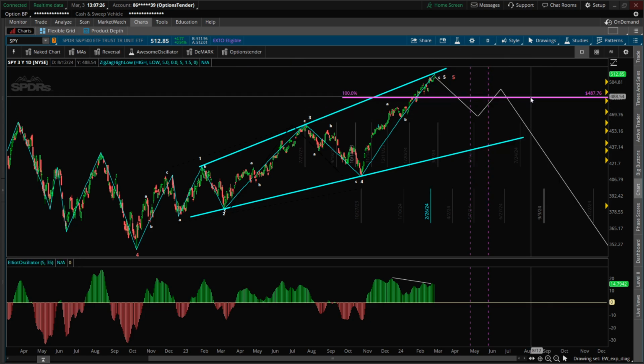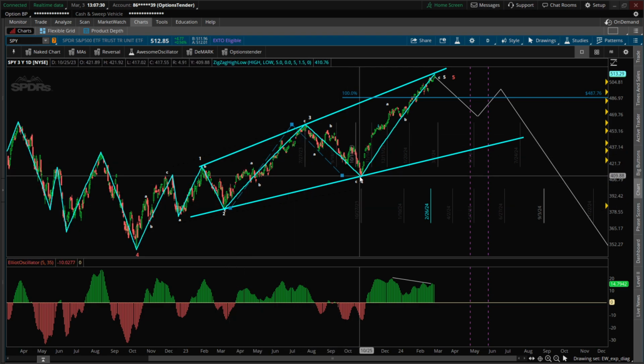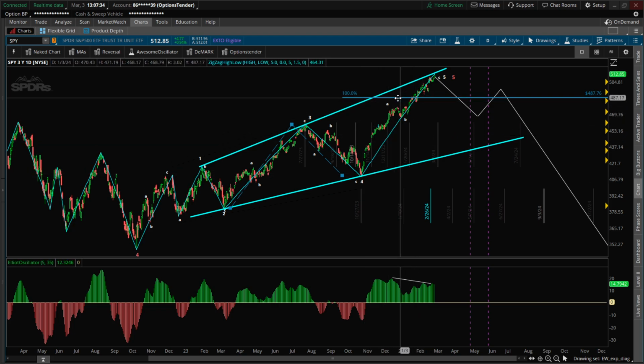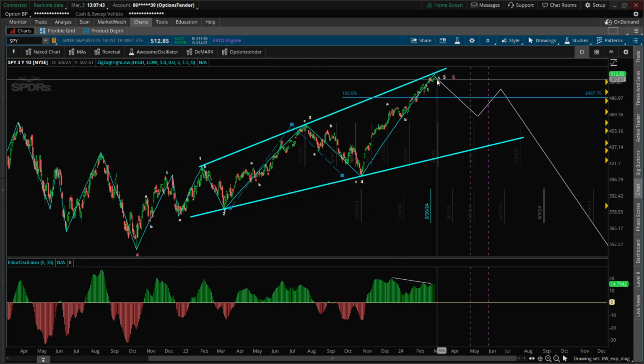And the only reason why I had this 100% here is because wave 3, that's 100% from the bottom of wave 4. This move had to get above here for this to be an expanding ending diagonal. So we broke up that. We have all the check marks of this. We just have to look for a reversal.